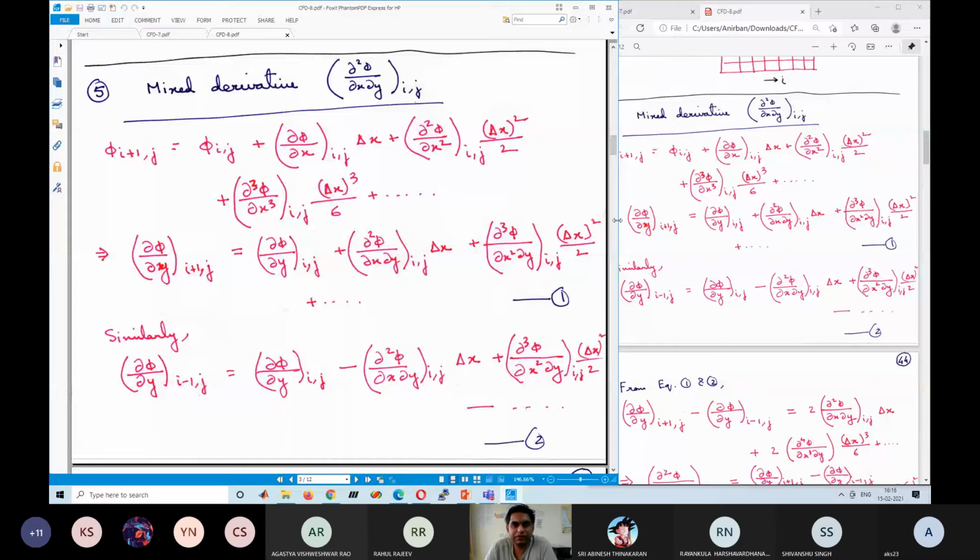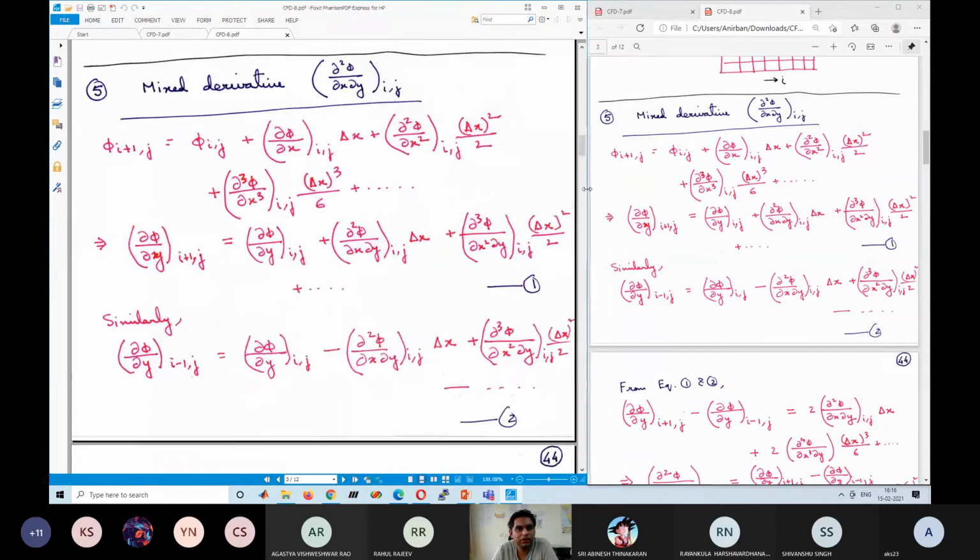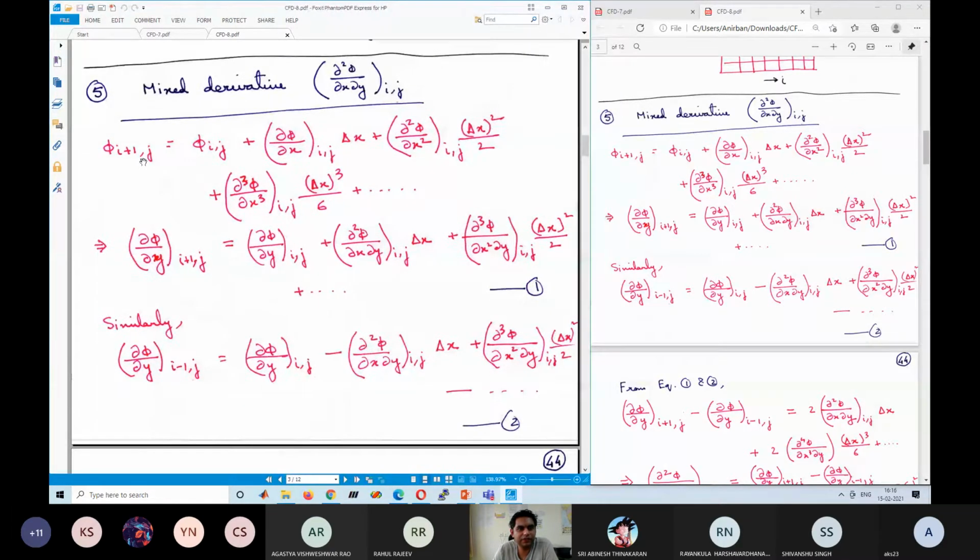Even if I use a writing pad, still space is limited, meaning what I can show at one point is limited. So phi i plus 1, j is equal to phi ij plus del phi del x at ij into delta x, this we have already seen, plus del square phi del x square at ij delta x square by 2, plus del cube phi del x cube at ij delta x cube by 6.